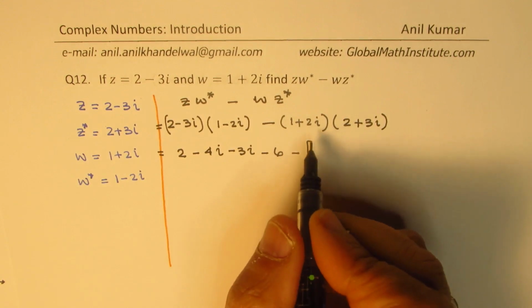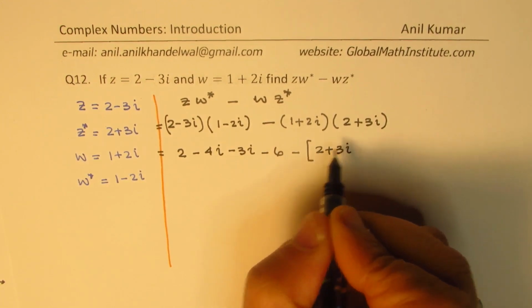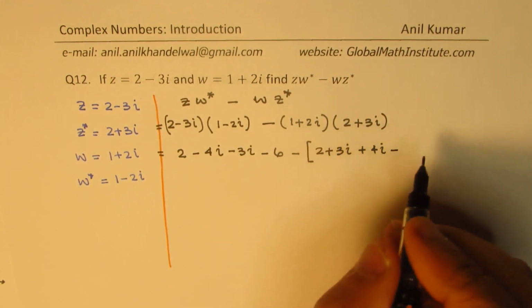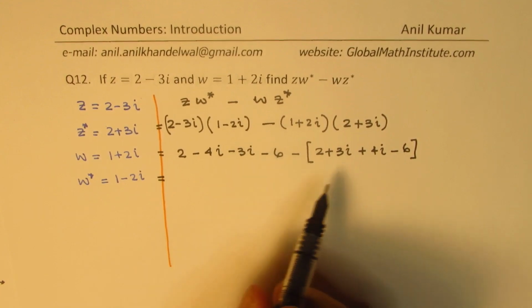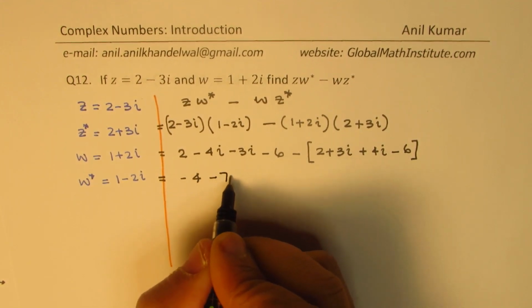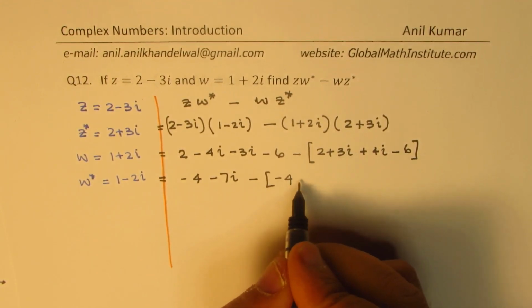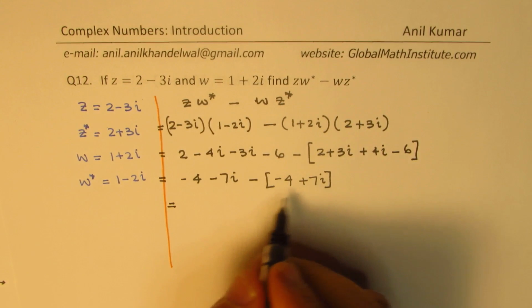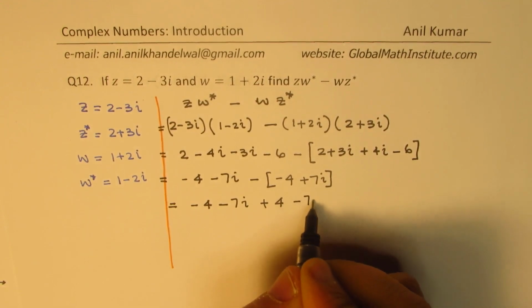Now here, let's put them in brackets. With 1, when you multiply, you get the same numbers, 2 plus 3i. And with 2i, you get 4i. And then that becomes a negative sign, 2 times 3 is 6. So let's combine the terms. 2 minus 6 is minus 4, and that is minus 7i, minus, within brackets we have 2 minus 6 as minus 4, and that is plus 7i. So basically what we have here is minus 4 minus 7i, change the sign, plus 4 minus 7i.